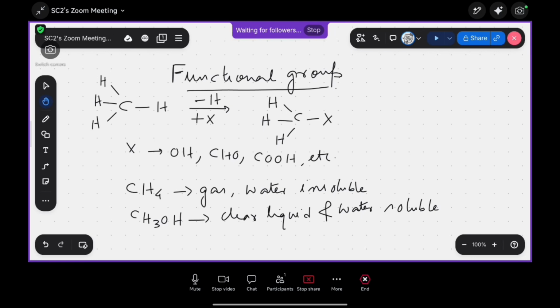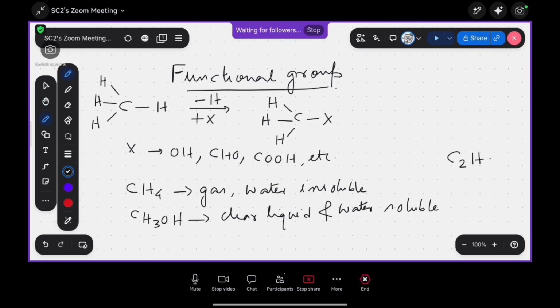For example, C2H4 is ethene or ethylene. It is like this, a carbon-carbon double bond. If I speak about ethyne or acetylene, it again has a carbon-carbon triple bond. And ethane, C2H6, has a carbon-carbon single bond. The common feature in all of them is that they have only carbon and hydrogen atoms.